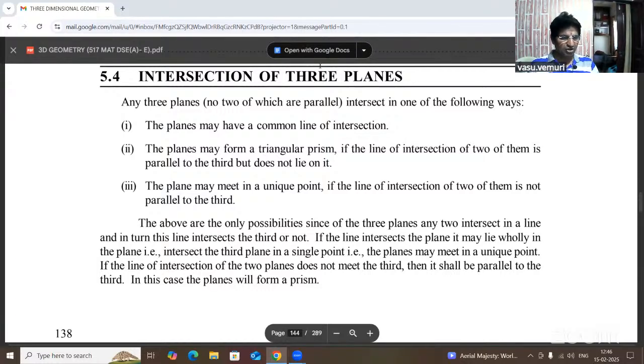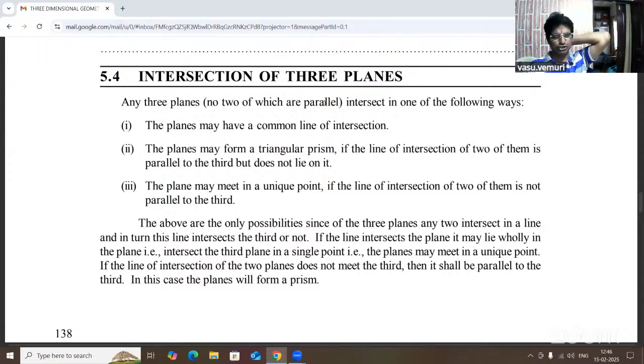The planes may have a common line of intersection. A1x plus B1y plus C1z plus D1 equal to 0. Second one, A2x plus B2y plus C2z plus D2 equal to 0. A3x plus B3y plus C3z plus D3 equal to 0. There are three planes given. First result: the planes may have a common line of intersection. Second result: the planes may form a triangular prism, that is, if the line of intersection of two of them is parallel to the third but does not lie on it. And the third condition is the planes may meet in a unique point.